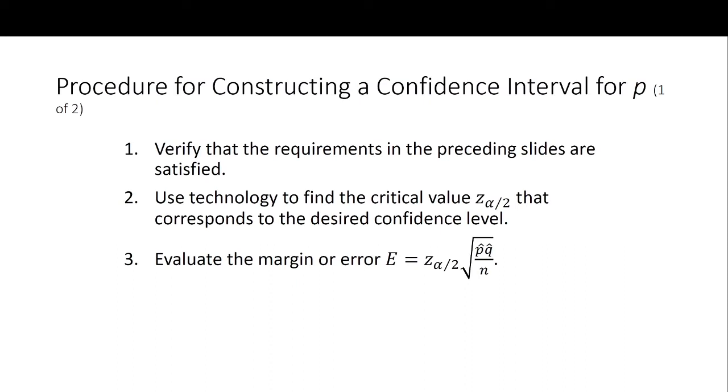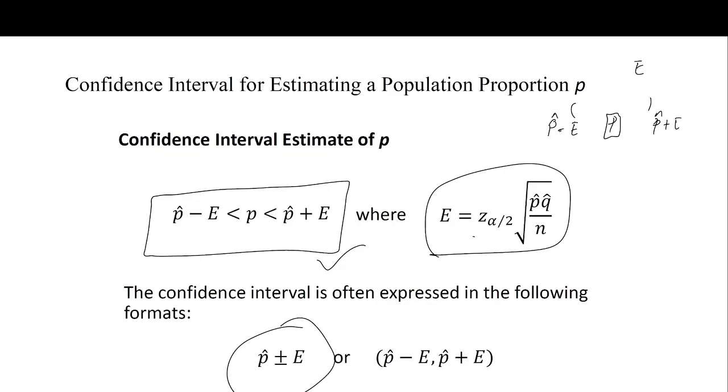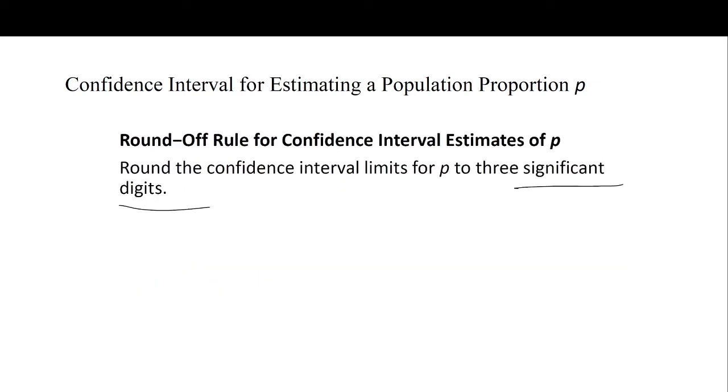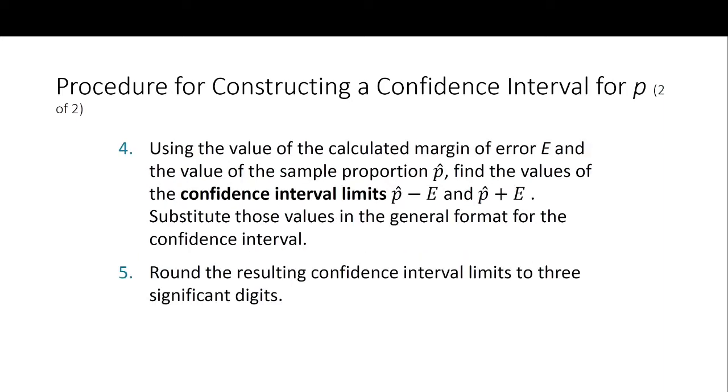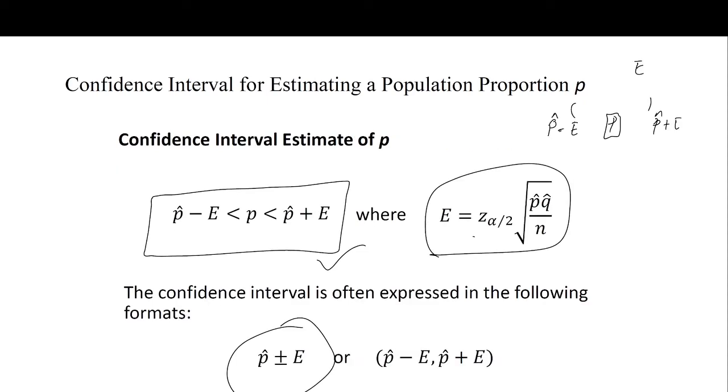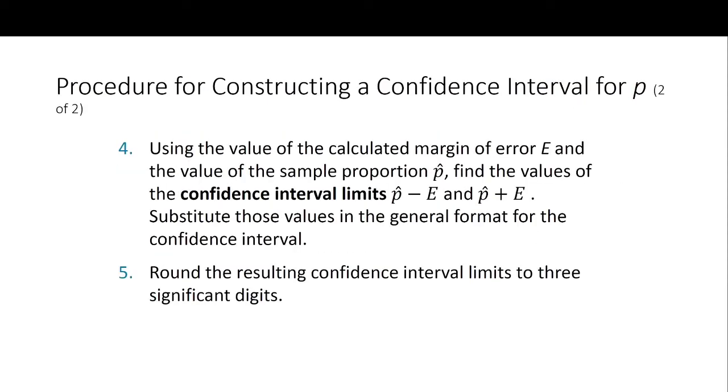So how do we construct a confidence interval? These are the steps we are going to follow. First of all, verify the requirements. These requirements are already met, and that's the first step. And then second, we can use technology. I'm going to use a TI-83/84 calculator for finding the critical value, and then we can use this formula for finding the margin of error. And using all this information and this formula, we can now calculate the confidence interval, p hat minus E and p hat plus E. Finally, round the resulting confidence interval limits to 3 significant digits.